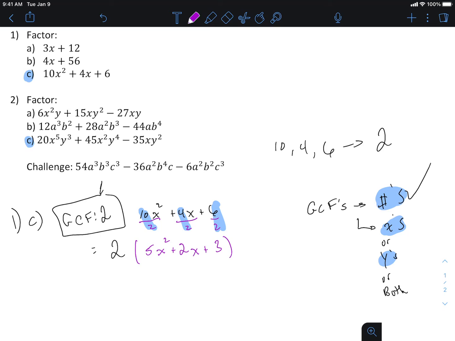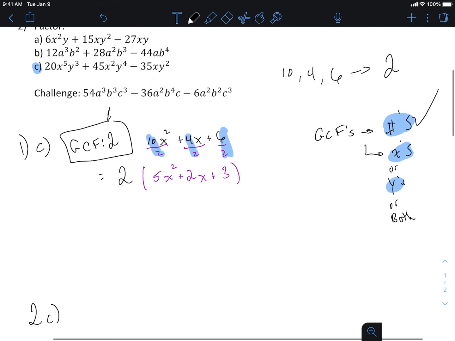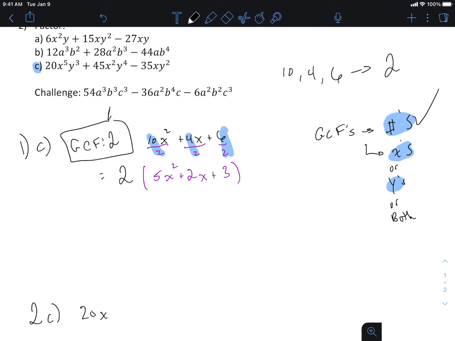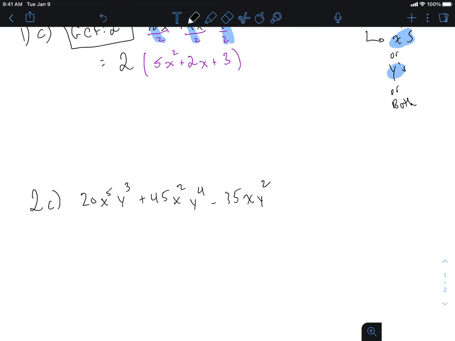Okay, does anybody have any questions? I'm going to go down and do 2C now. It's a little bit harder, but not that much harder. So, I got to copy the question here. 20x 5y cubed plus 45x squared y4 minus 35xy squared.